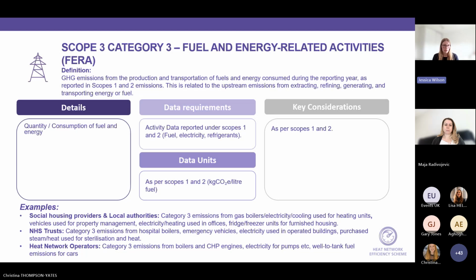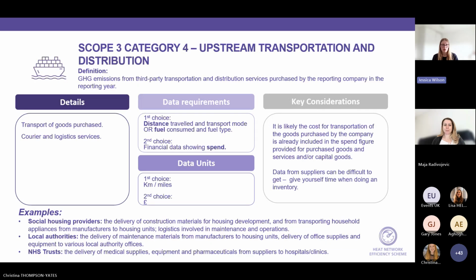So yeah, some examples of these are fairly similar across all the different types of sectors here, but it's emissions from any boilers, electricity, cooling used for heating units, or any sort of electricity heating used in offices, anything to do with fridge or freezer units. So that's where your refrigerants come in, electricity for pumps, things like that would be accounted for as part of this category.